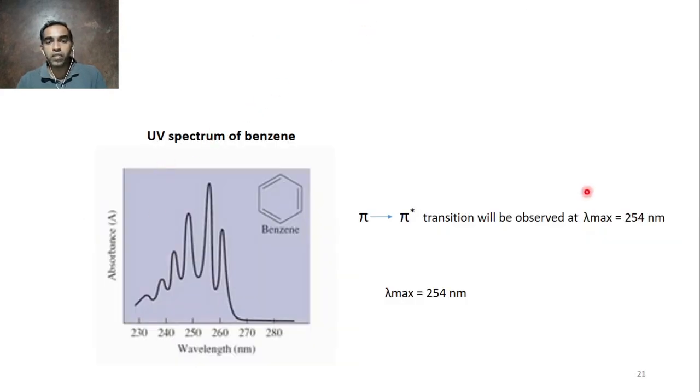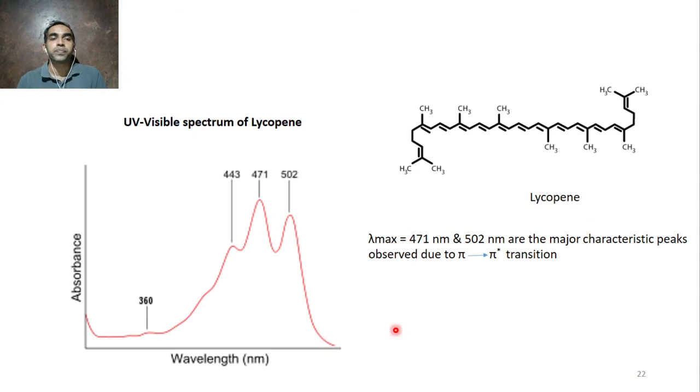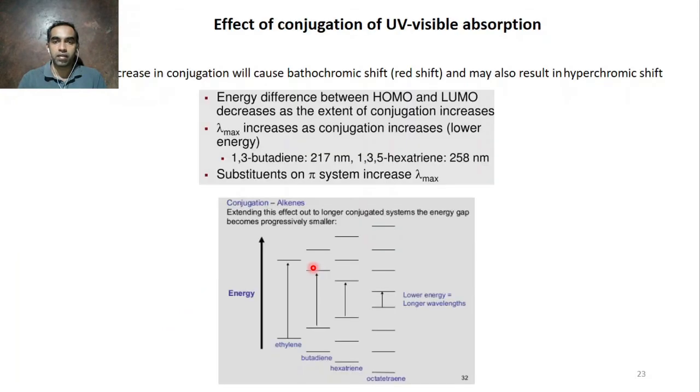The UV spectrum of benzene, the main transition possible is again π to π star. Lambda max comes something around 254 nanometer, very characteristic. You see in the UV visible region, something around 254 nanometer, blue region. UV visible spectrum of lycopene: you have main transition π to π star. Lambda max mainly appears at 471 and 502 nanometer, which are major characteristic peaks. Try to remember this one.